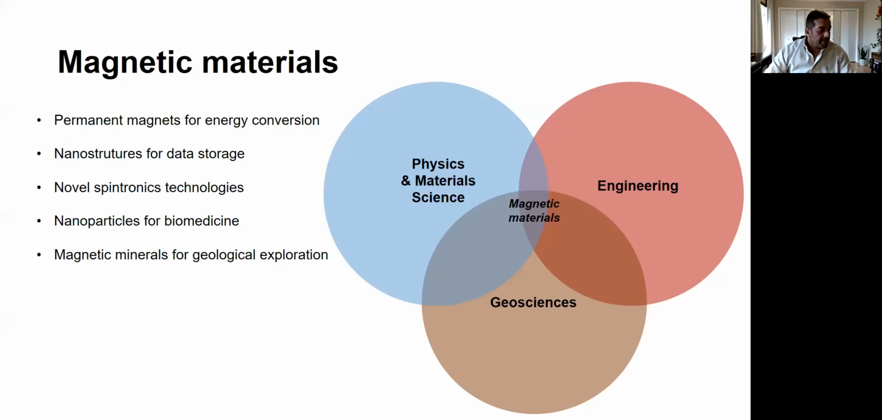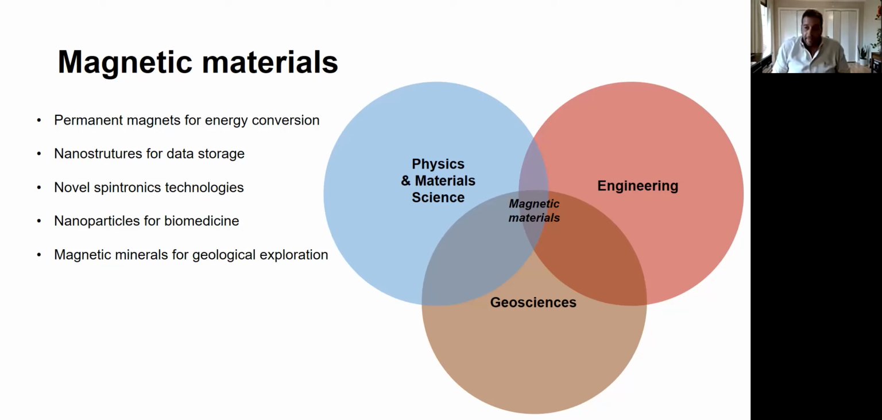Now, going into the science of this, the title was Artificial Neural Network for Data Analysis. As Leonardo said, my field is magnetism, so the data we analyze is magnetic data. But first, let's talk about why magnetic materials are important. So I have these three circles here. You can see we have physics and material science, we have engineering, geosciences, and there's more, of course.